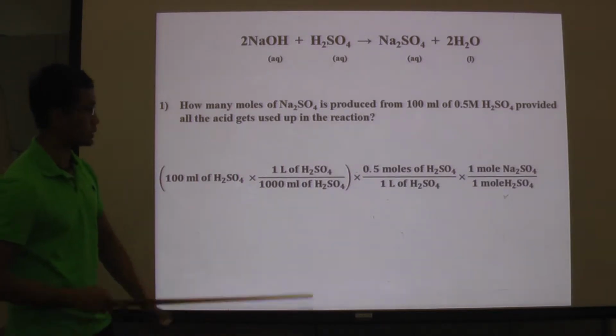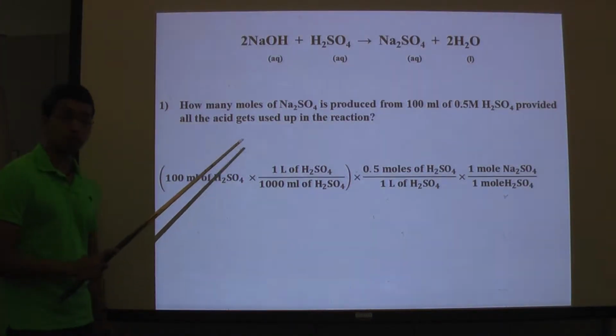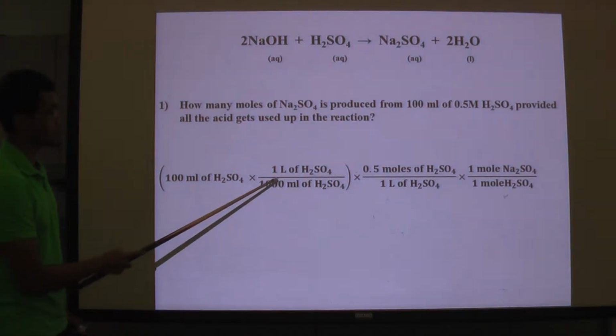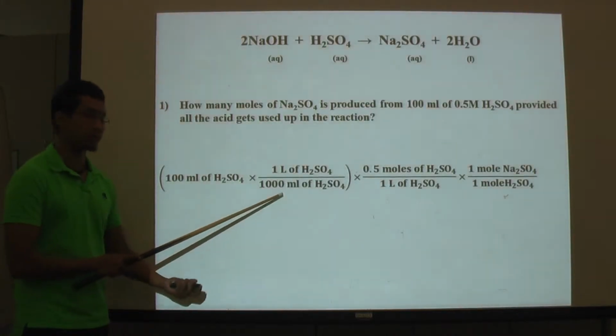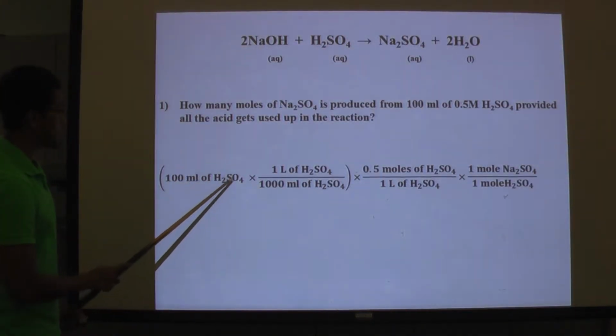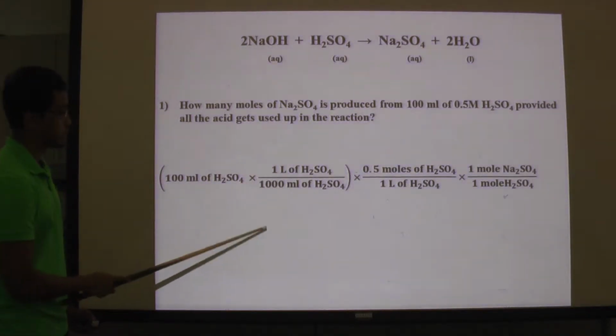So let's try to solve this problem. We have milliliters of sulfuric acid, so we can convert it to liters first, and we know that the relationship between liter and milliliter is 1 liter of anything gives us 1,000 milliliters. So we have to multiply the volume of sulfuric acid that is given to us with this ratio.